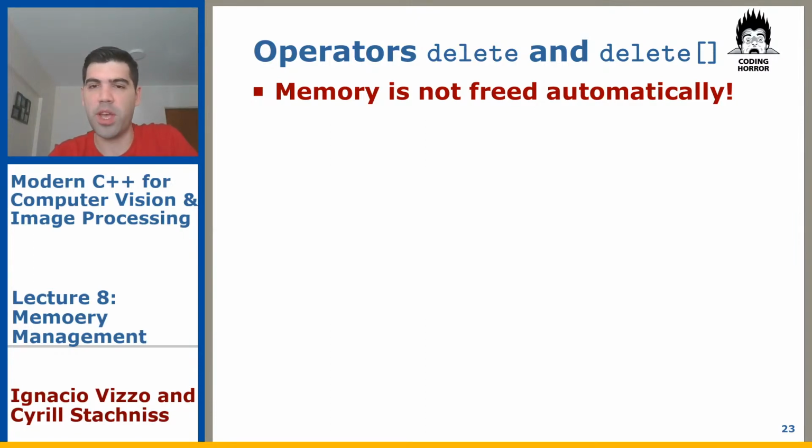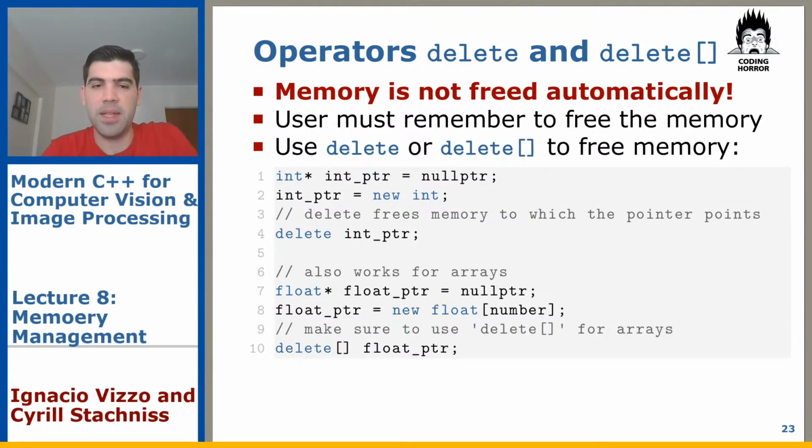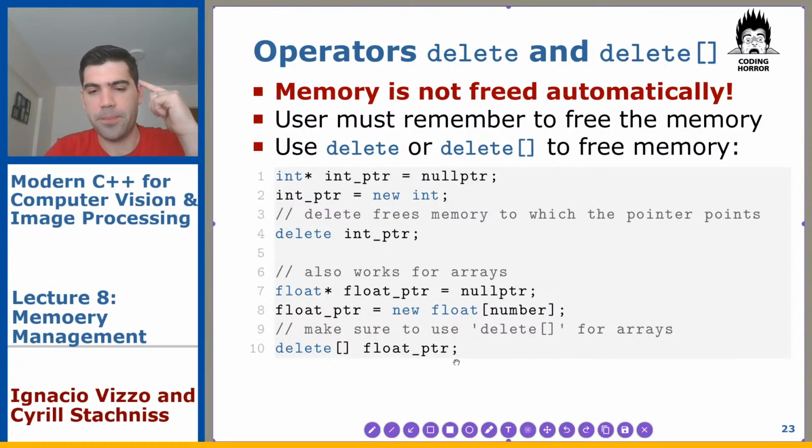So if you allocate memory, at some point the Java kernel will go and do it for you, but you never know when this is happening. And the user must remember to free the memory. So this is really important. So let's go to the example again.